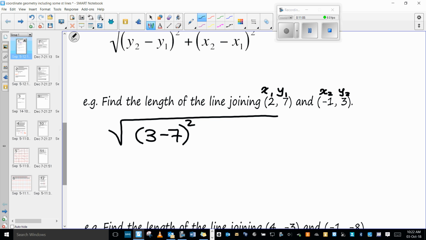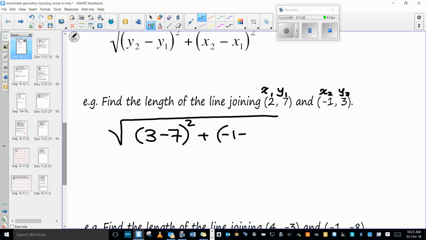So we're labeling them x1, y1, x2, y2. So following our formula, y2 take away y1, we've got 3 subtract 7. Plus, open up a bracket. What have we got then? Careful.